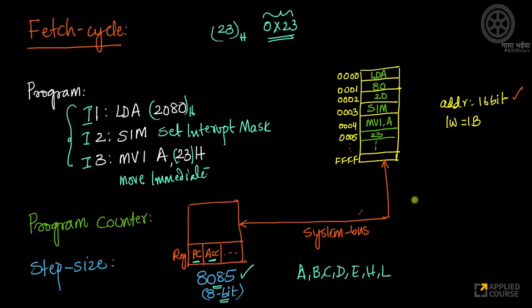Very simple concept. Now, let's assume my memory is such that one word equals 1 byte, so this is 8 bits or 1 byte. My 8085 is also an 8-bit processor, which means any data that it reads, it will read via the system bus, 8 bits at a time. Very simple concept here.